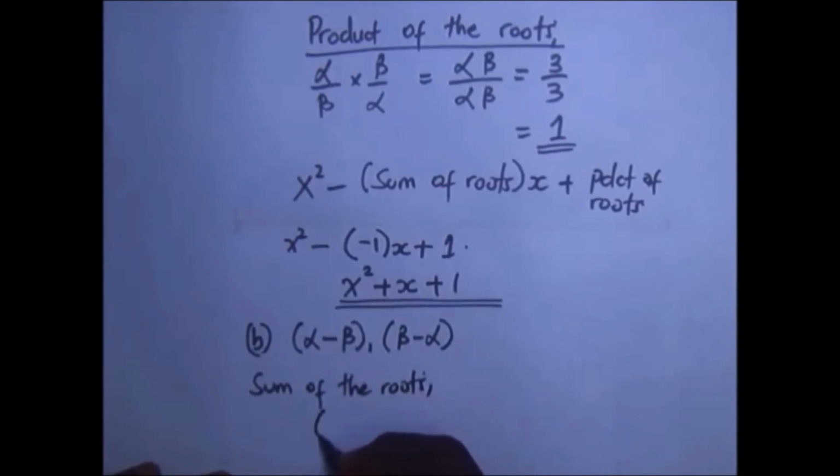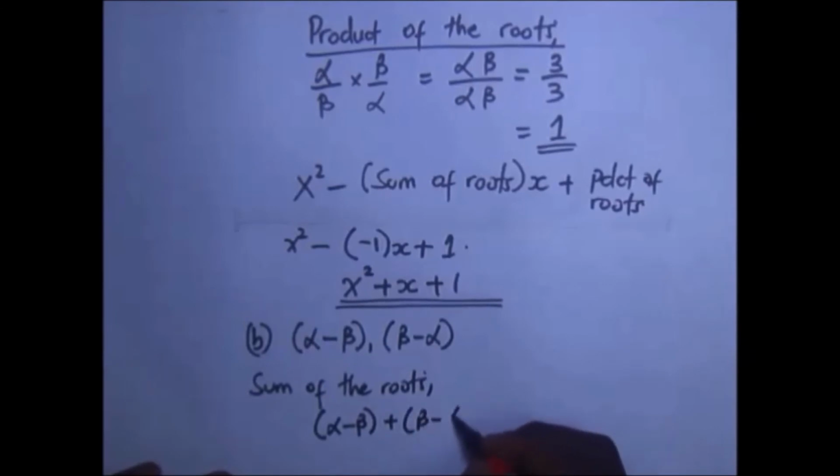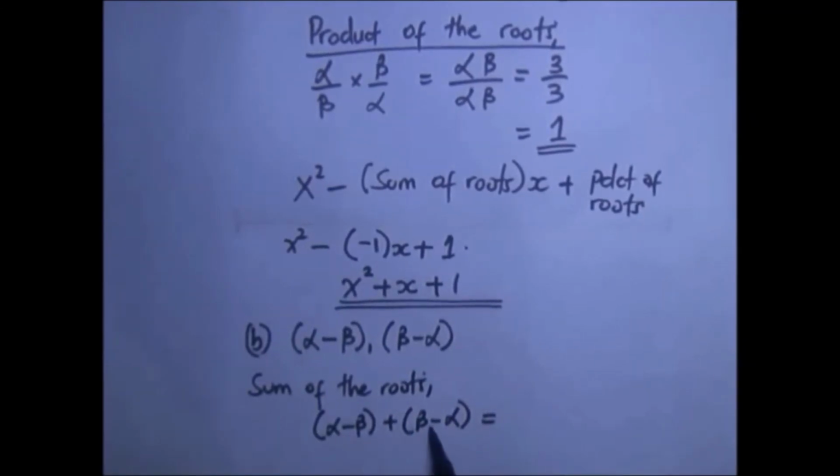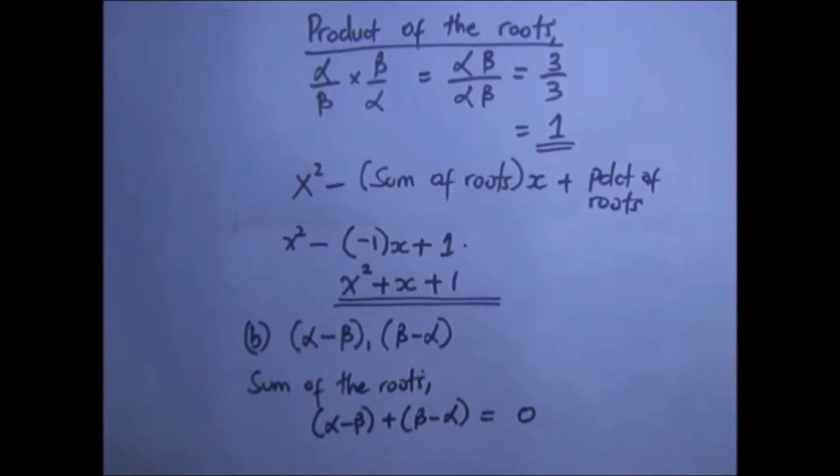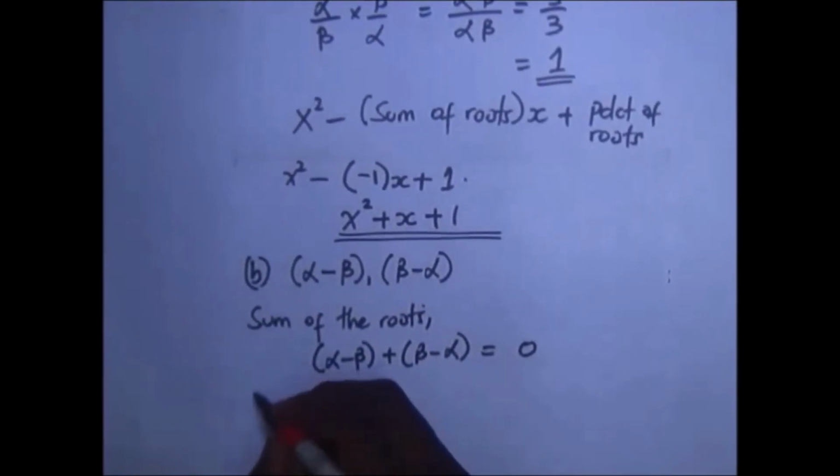The sum of these roots will be alpha minus beta plus beta minus alpha. That's going to be equal to, now you find that alpha minus alpha will be 0. Negative beta plus beta will be 0. So it means here the sum is 0. So let's find now the product.